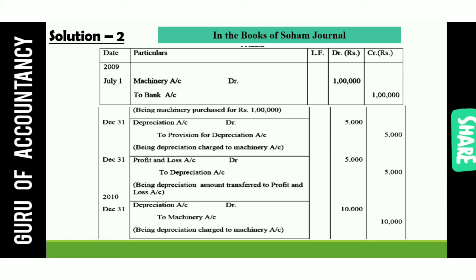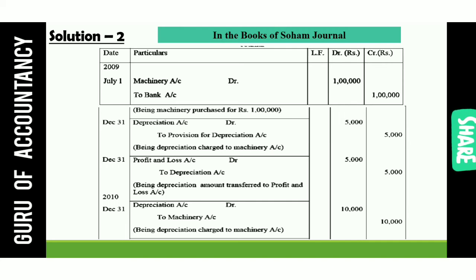On December 31st, the entry would be depreciation account debit to provision for depreciation account, and the second entry would be profit and loss account debit to depreciation 5,000. So it is depreciation on machinery of rupees 1 lakh for 6 months, because it was purchased on 1st July 2017, and on 31st December 2017, that is for 6 months, we are charging depreciation. So the important point is your entry number 2. We have credited to provision for depreciation account.